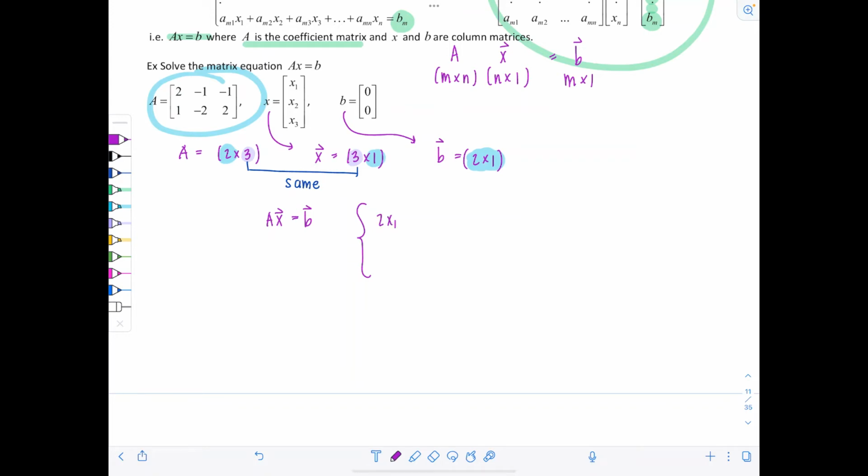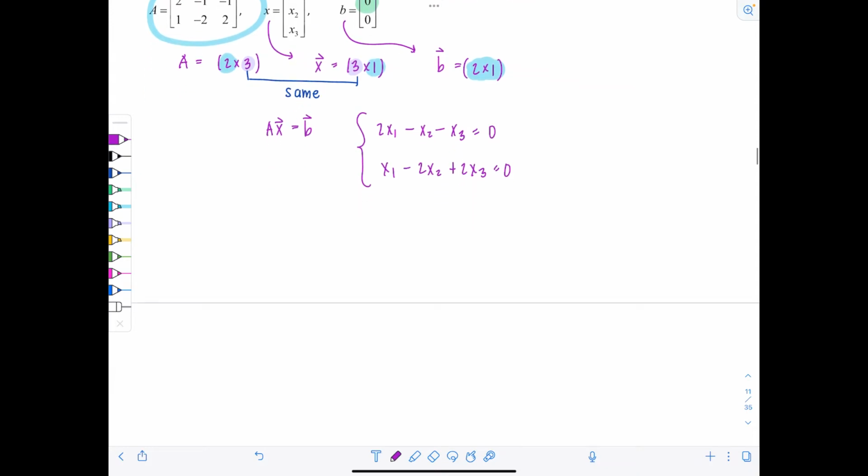So we would have 2x1 minus x2 minus x3 equals this entry here, which is just 0, and x1 minus 2x2 plus 2x3 equals 0. Homogeneous system of equations. So you can solve it now however you want. Let's just use our row operations and represent everything with the matrix so we don't have to write x1, x2, x3, because that's no fun. So let's write out our good old augmented matrix and do some Gauss-Jordan elimination, right?